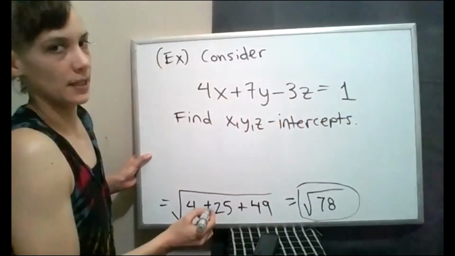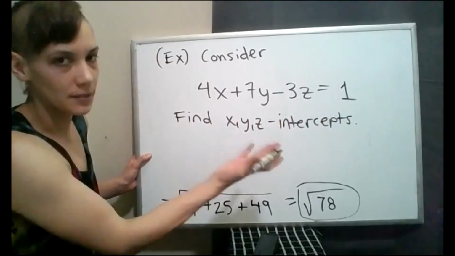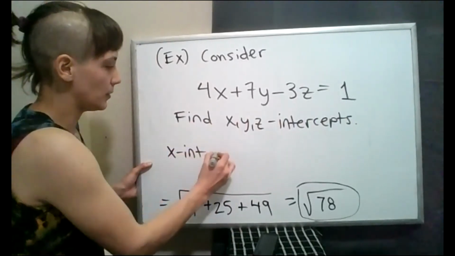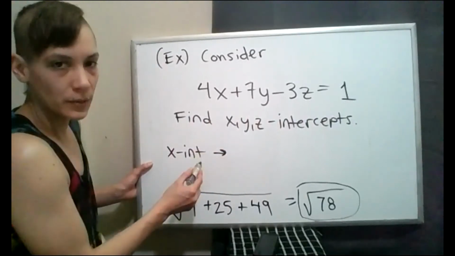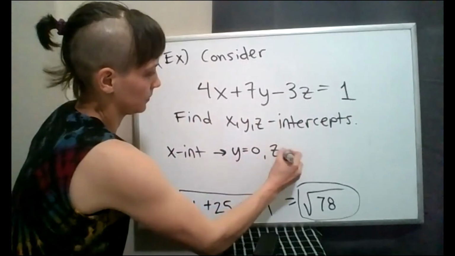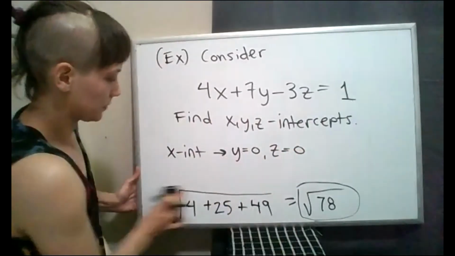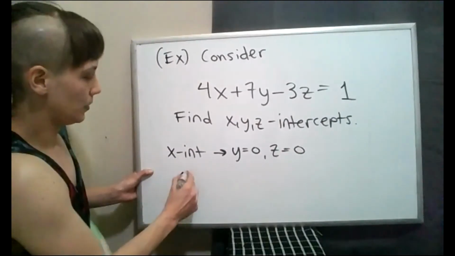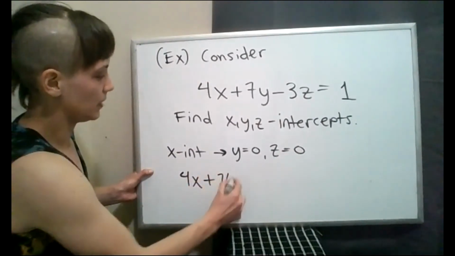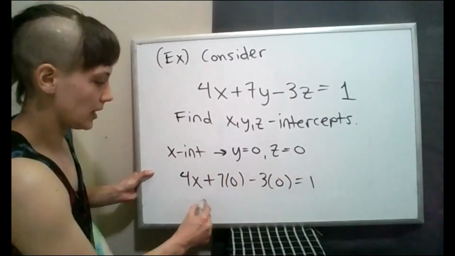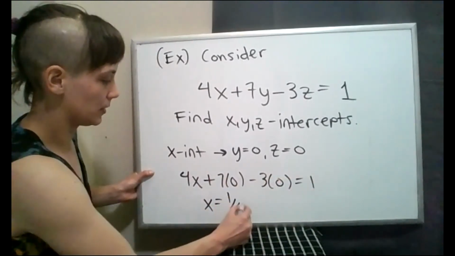Or some teachers might say find all intercepts, which means all 3. So x-intercept, you let y equal 0 and let z equal 0. Okay. For x plus 7 times 0 minus 3 times 0 equal to 1 means that x is going to be 1/4.